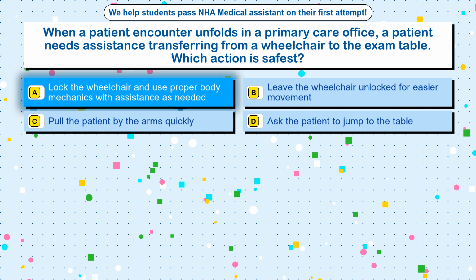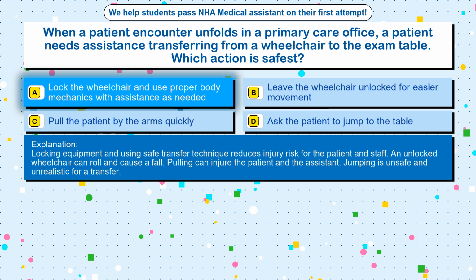The correct answer is option A, lock the wheelchair and use proper body mechanics with assistance as needed. Locking equipment and using safe transfer technique reduces injury risk for the patient and staff. An unlocked wheelchair can roll and cause a fall. Pulling can injure the patient and the assistant. Jumping is unsafe and unrealistic for a transfer.